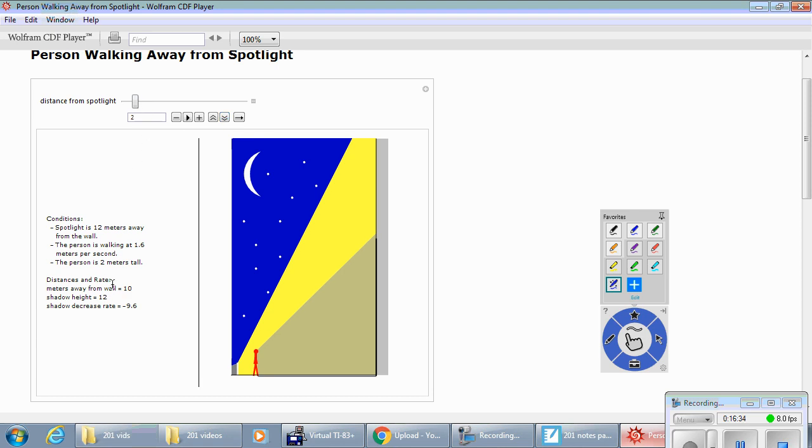So if we're 2 meters from the light, then it says the shadow is changing at negative 9.6. That's what we got because we were 10 meters from the wall. And then can I just type in 10? So when the person is 10 meters from the light, they are 2 meters from the wall, and the shadow is changing at negative 0.384 meters per second.